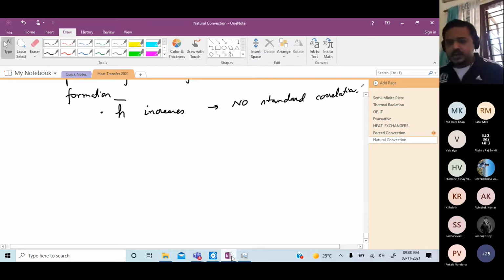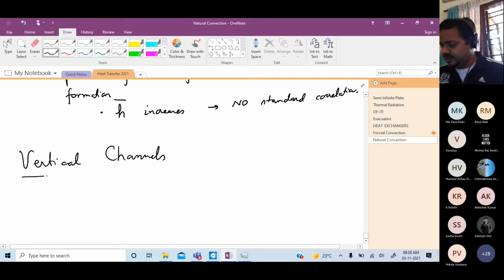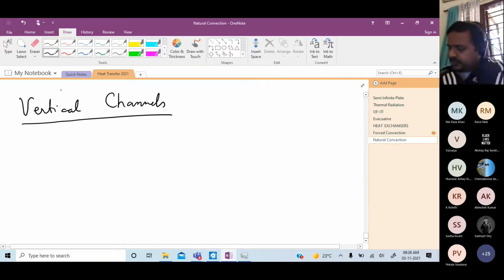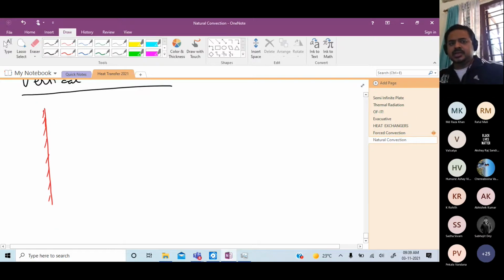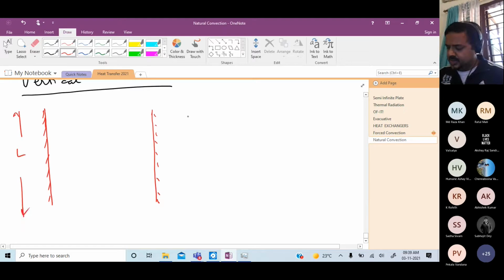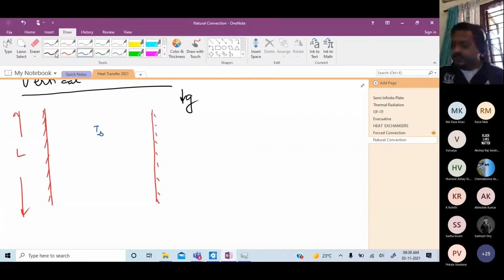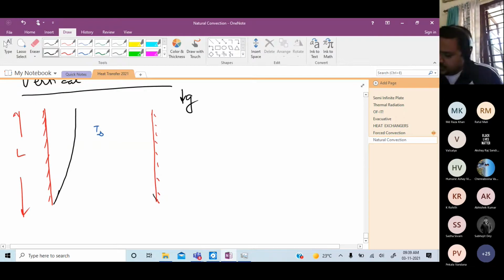Chalo. The last topic, 9:38. Very good. We are in good time. It is vertical channels. So let's say there's a parallel channel. Let's consider two parallel channels, or two hot plates forming a channel. Let us think about this. This length is L. Gravity is acting downwards. So what happens? There's T infinity over here. So there will be a thermal boundary layer, or basically a natural convection boundary layer, which is going to form on this surface. There will be a natural convection boundary layer, which will form on this other surface as well.